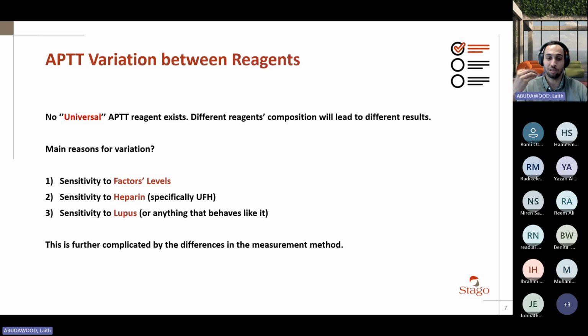If you want to use a reagent for screening for lupus, for heparin, for factors, you need a reagent that's sensitive to all of them. If you want only to screen for factors, you don't want a reagent that's sensitive to heparin. You don't want a reagent that's sensitive to lupus. So depending on the lab use, we need to have reagents with different sensitivities. Otherwise, simply you as a lab are using the wrong reagent.